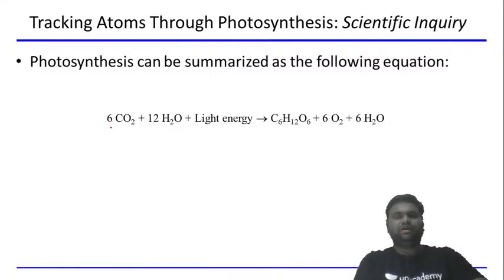So the photosynthesis reaction can be summarized as 6 CO2 plus 12 H2O plus light energy gives C6H12O6 plus 6 O2 plus 6 H2O. So this is the general reaction of photosynthesis.